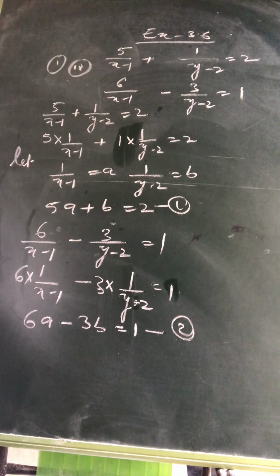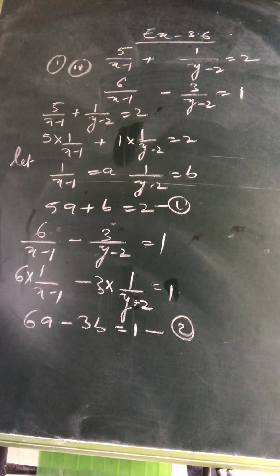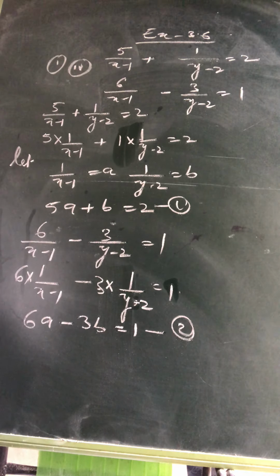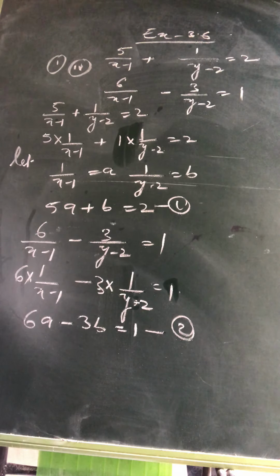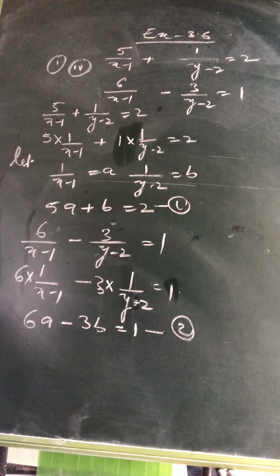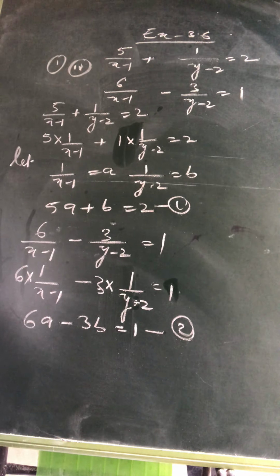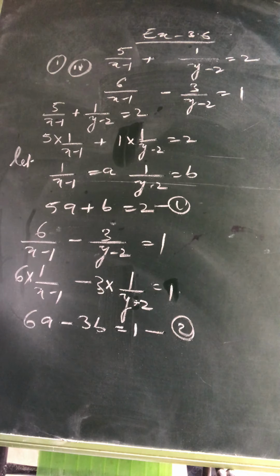First part, the fourth one. Solve 5 by (x minus 1) plus 1 by (y minus 2) is equal to 2, and 6 by (x minus 1) minus 3 by (y minus 2) is equal to 1. These given equations are not in the general form of a pair of linear equations. We have to reduce them into a pair of linear equations in two variables to solve them.